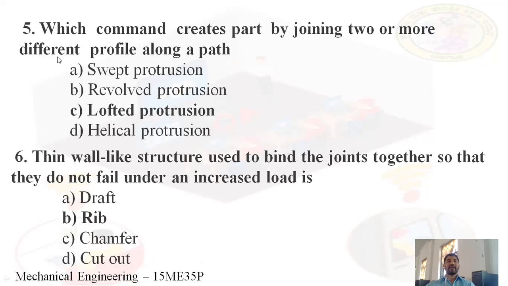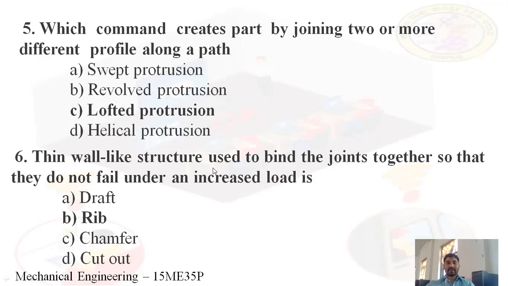Next is which command creates the part by joining two or more different profiles along the path. In swept protrusion we have only one section and path, whereas in revolved protrusion we add the material by revolving about a reference axis. Lofted protrusion is used to draw the part by blending two different sections, and this is the correct answer for this. The command creates the part by joining two or more different profiles. So we joined the two circles. So the correct option is lofted protrusion.